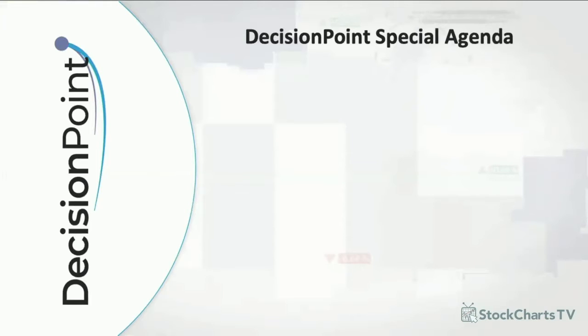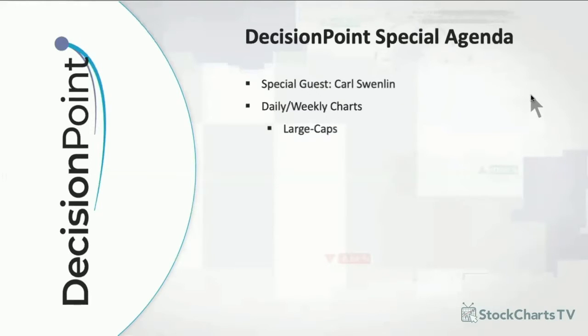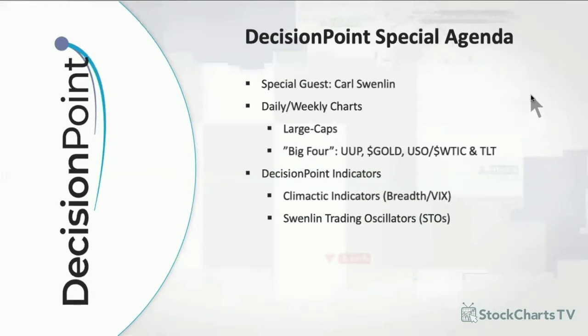We have quite a show for you today, lots to cover. And again, with Carl being here, we are going to have some great discussion on quite a bit of things. So we're going to cover not only our daily and weekly charts for the large caps, but also for the big four: dollar, gold, oil, and bonds. And of course, we'll cover our Decision Point indicators, the climactic indicators of the breadth and VIX, and then the Swenlin trading oscillators. And we have a special bonus regarding the Swenlin trading oscillators, but we'll talk about that when we get there. We will cover our intermediate term indicators, the ITBM and the ITVM.